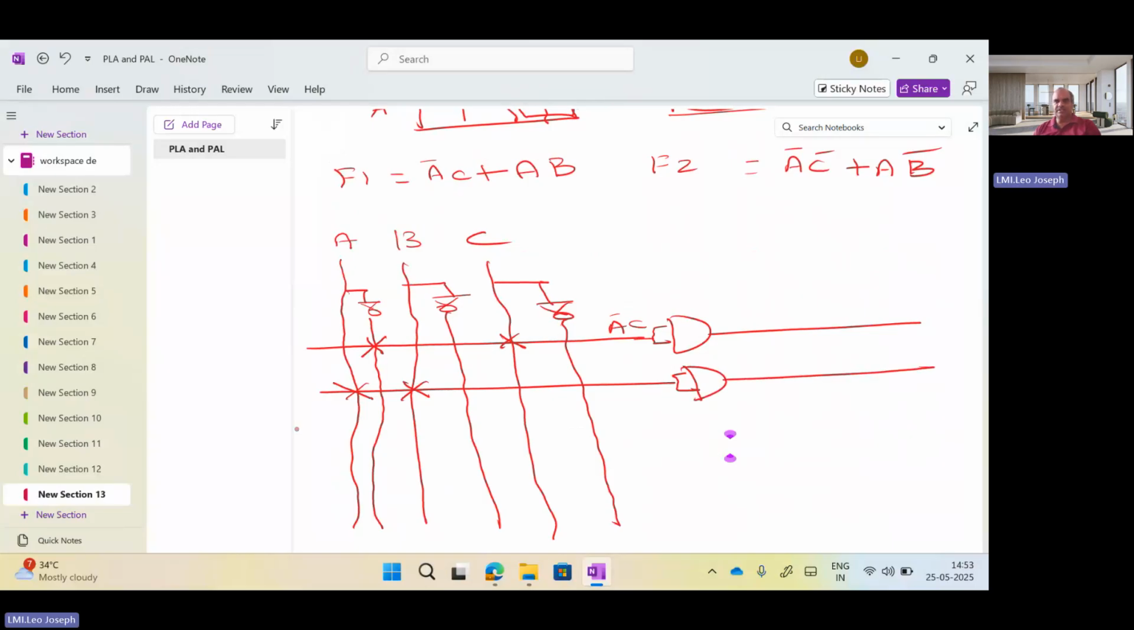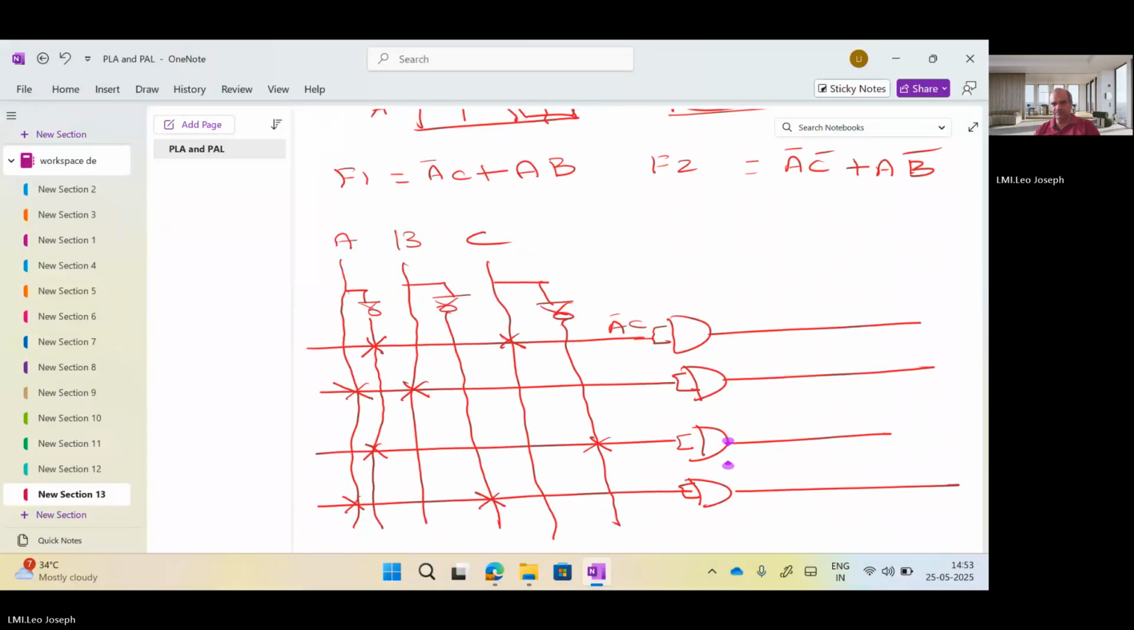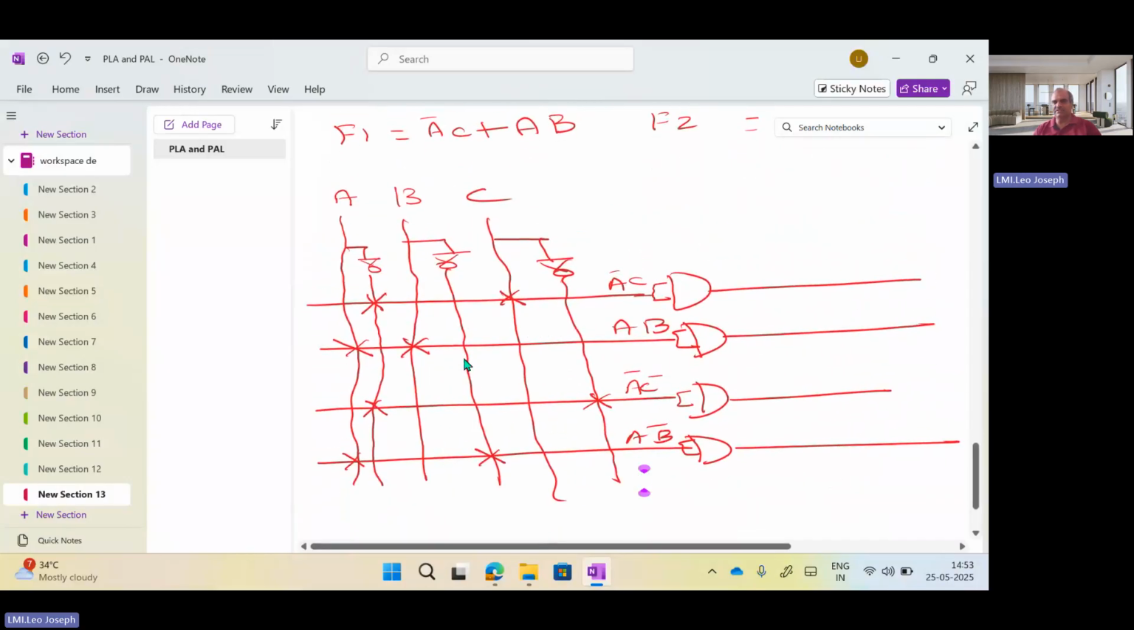Next one, anything repeating now, you have to draw everything only. A bar and C bar. This is shorted, and I am writing. And finally, this last term, that is AB bar. So A and B bar. So shorted. It is better practice to write this: this is AB, this is A bar C bar, and this is AB bar. There are programming tables that you can learn in a better manner whenever there is necessity. But without a programming table also you can identify, and directly you can draw the diagram.